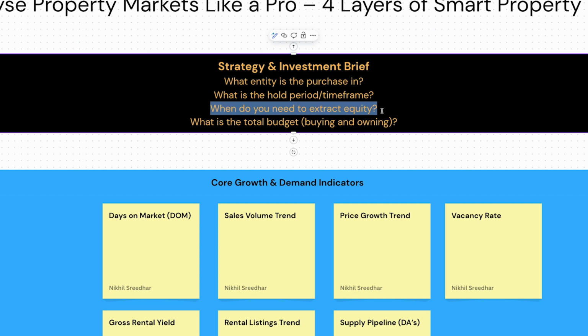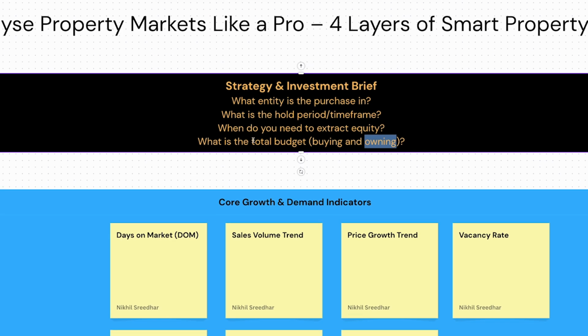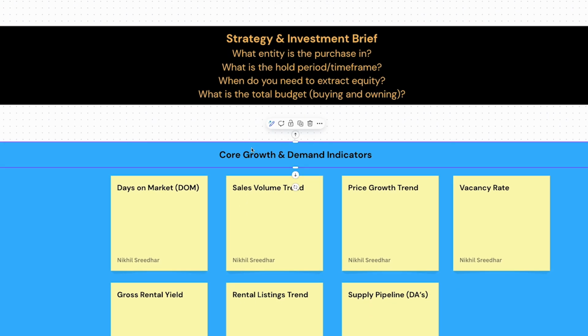So what is the strategy? Is it a quick equity strategy? Is it a long-term sustained equity strategy? Whatever that may be, that will all be inputs in terms of what suburbs we select. And finally, we need to know what is the maximum budget, not only from buying the property, but also from owning the property. So the first layer of finding the right suburb to invest in is to focus on the core growth and demand indicators.